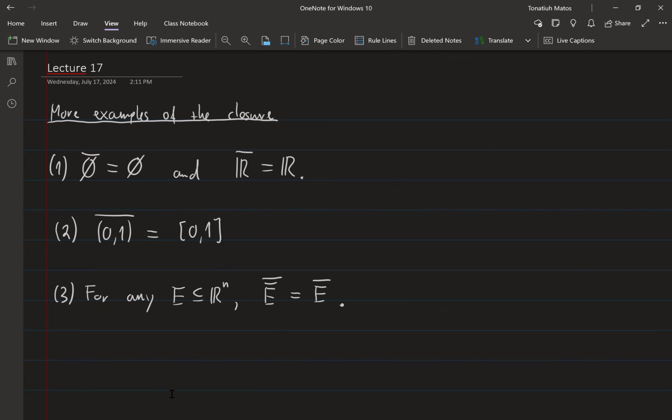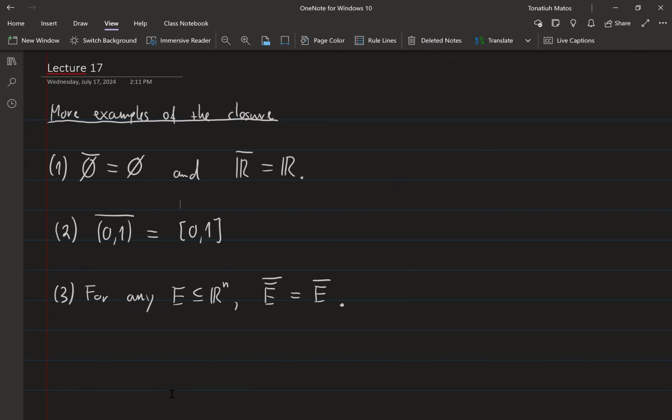The closure of the empty set is empty. Why is this? Well, there is no point in Rn, or particularly in R, that is a candidate for being a point of closure of the empty set, because you cannot ever intersect the empty set with anything, right? So no point can be a point of closure of the empty set. And that explains why there are no points of closure of the empty set. So this set is empty.